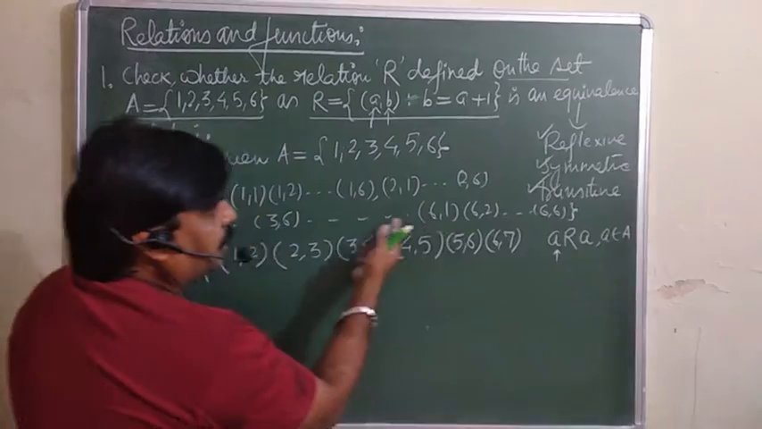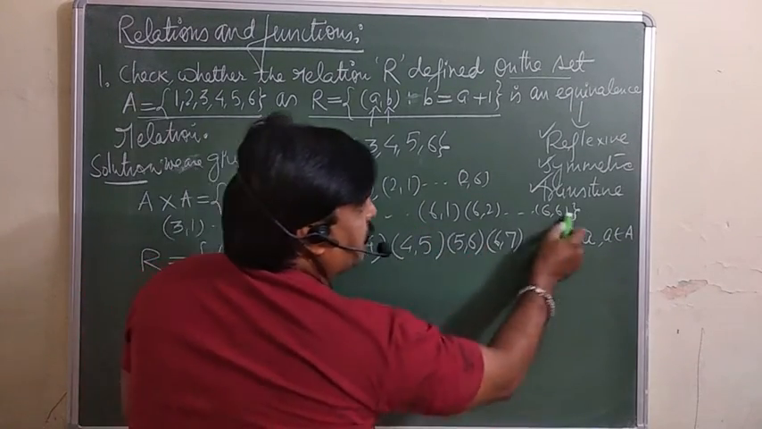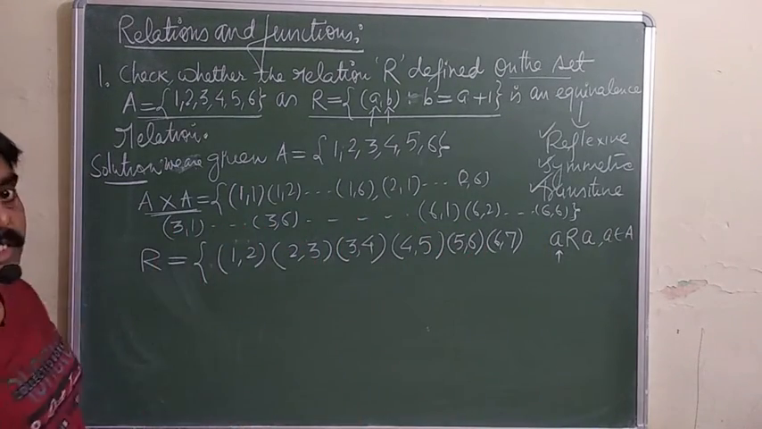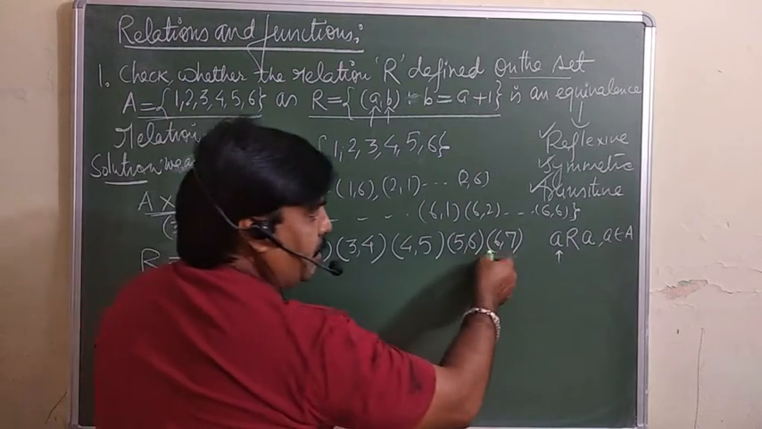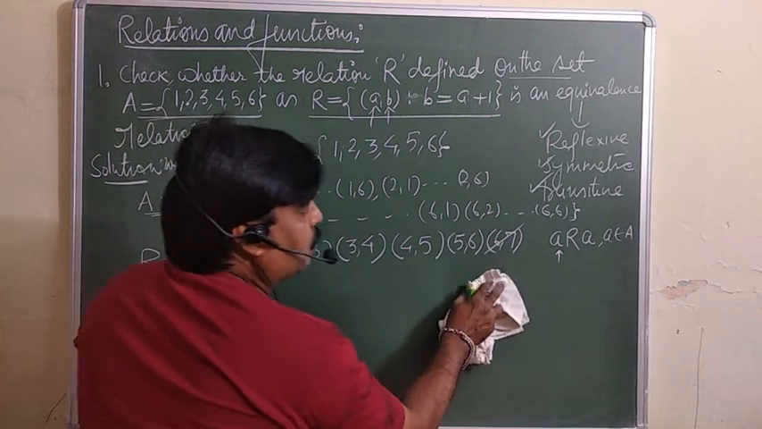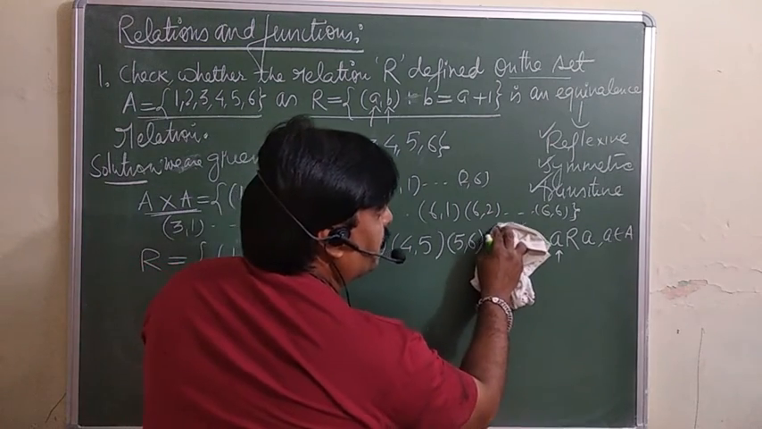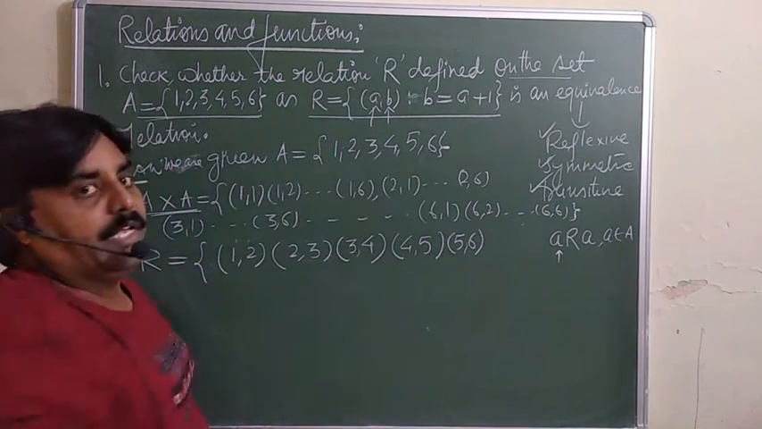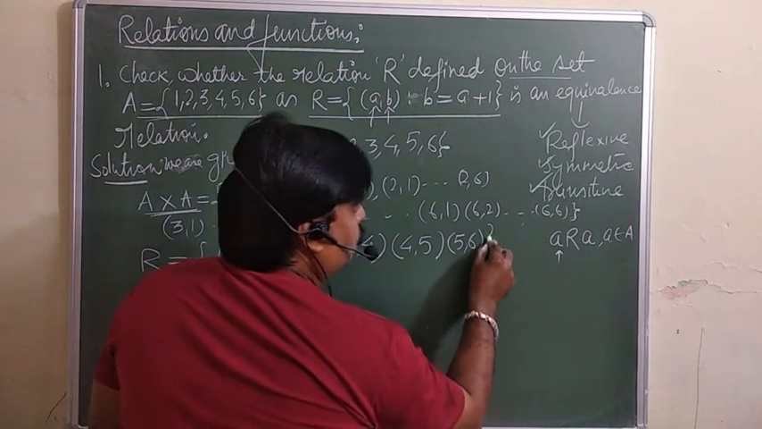But (6, 7) is not in this A cross A. This is not in A cross A, which means it will not be included, so we are supposed to rub it out. It cannot be there because that element is not there in the order. So this is your relation.